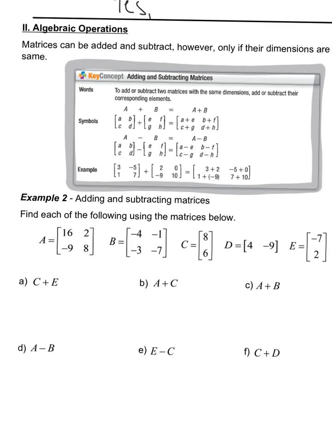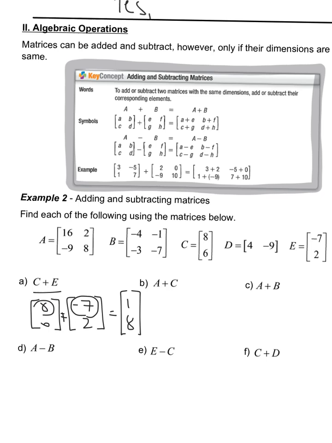All right? So checking things out. We want to add C plus E. Well, C is 8, 6, and E is negative 7, 2. If I want to add those, I'm guessing you probably already know what to do. But if you don't, what we do is we add corresponding entries in our matrix. So what's 8 plus a negative 7? 1. What is 6 plus 2? 8. That is my answer.